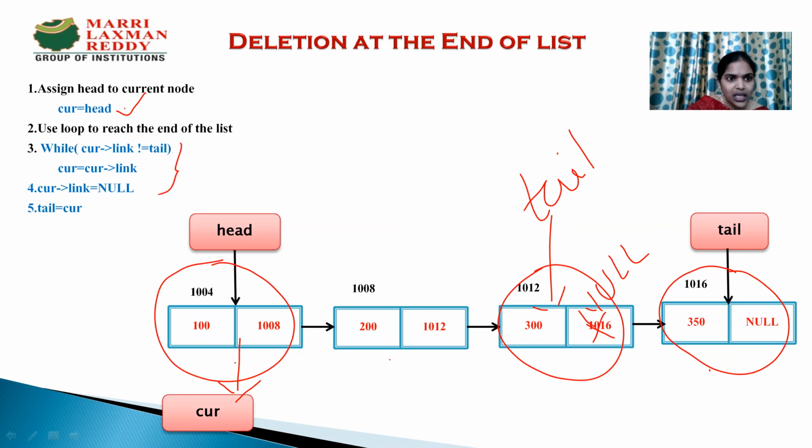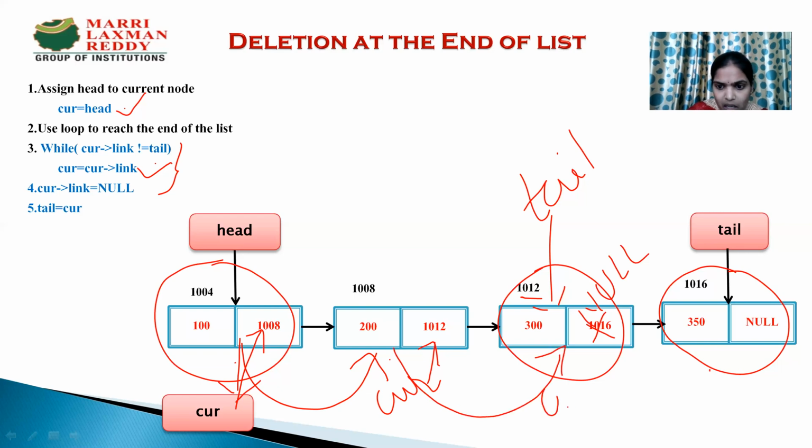Now, initially, current link is not equal to tail. The current link 1008 is not the tail. So I'm moving the current from the first node to the second node by the help of the statement current equal to current link. Again, the same while statement repeats: current link not equal to tail. Here the current node is there, current link 1012. Is this the tail node? No. So we move the current node from this part to this part.